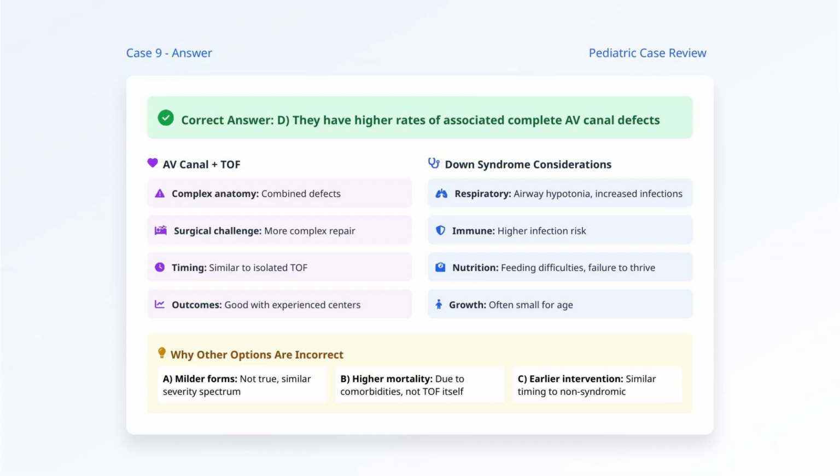They don't typically require earlier intervention due to faster progression, as the TOF progression is similar to non-syndromic cases. However, these patients often present with additional considerations, including respiratory complications due to airway hypotonia, higher infection risk, and they are frequently small for age with feeding difficulties that may complicate perioperative care.